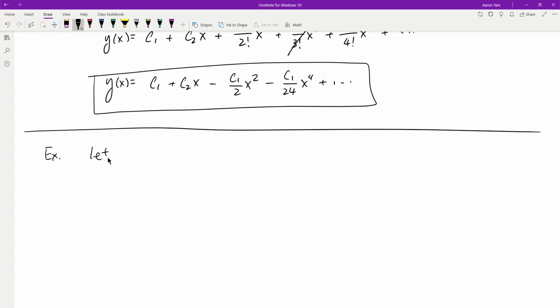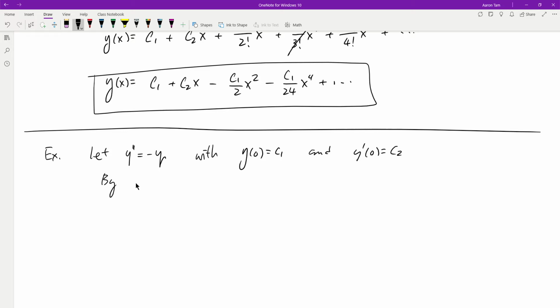So I'm going to let y double prime equal negative y. And once again, I'm going to give you the initial condition. y of 0 equals c1, and y prime at 0 equals c2. And what I'm going to ask you to do is the following. This one is a little specific.